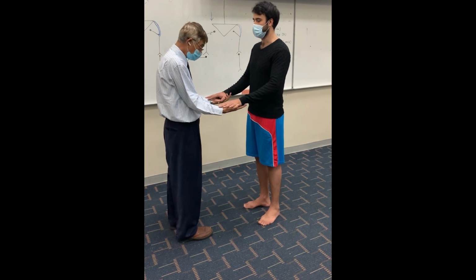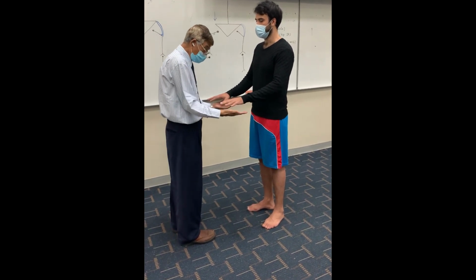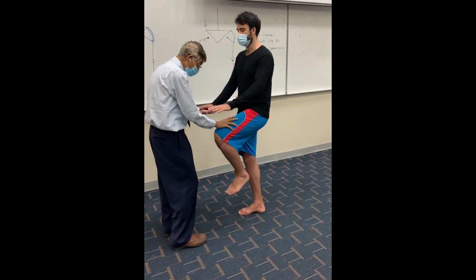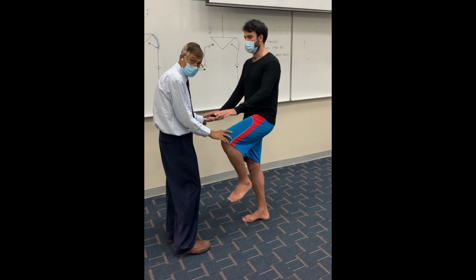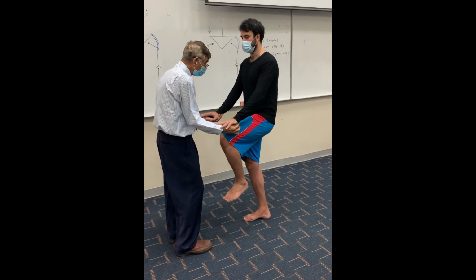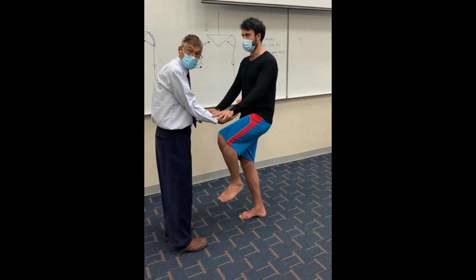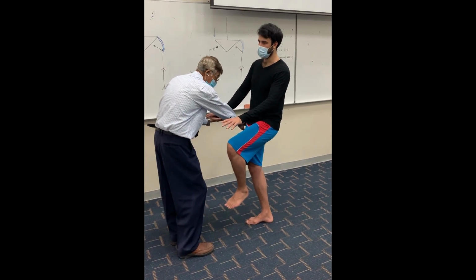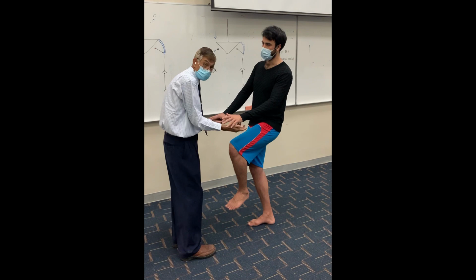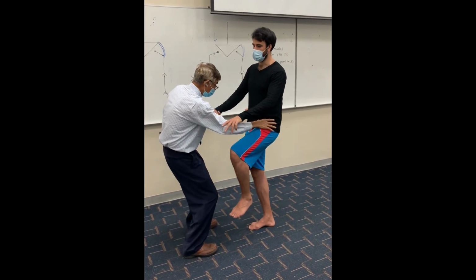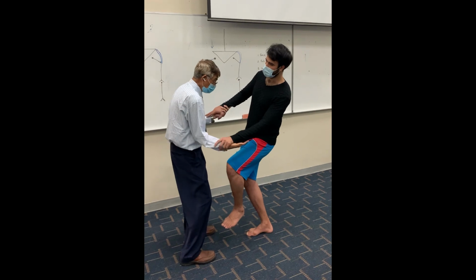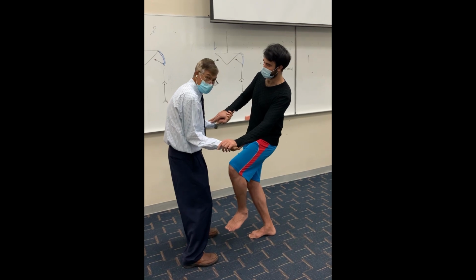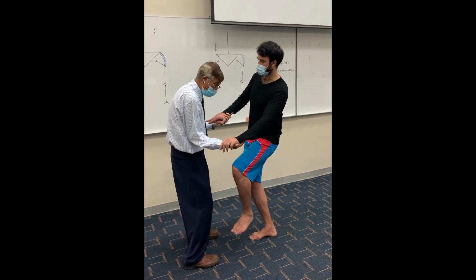Then after that, he will stand on the disease side, and he lifts the normal side. Now here the pelvis is going down. So the abductor mechanism from the abdominal side cannot control the pelvis. So the pelvis is going down.